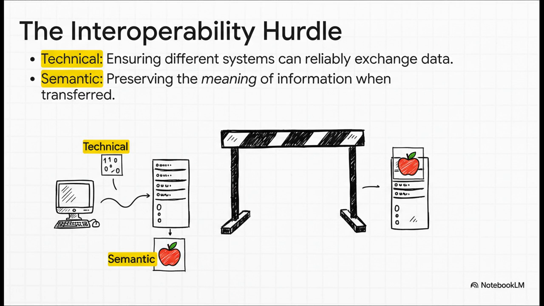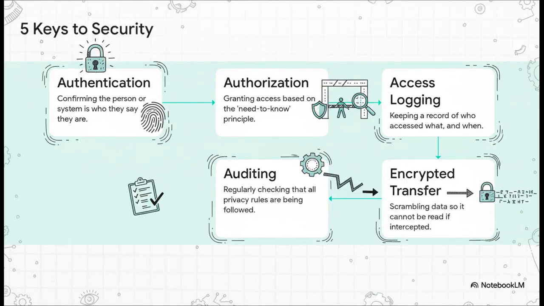The single biggest hurdle is something called interoperability, and it really comes in two flavors. You've got technical interoperability, which is just about getting different computer systems to physically talk to each other. But the much harder part is semantic interoperability, making sure that when data moves from one system to another, its meaning is perfectly preserved. You have to make sure the vital signal of your health isn't lost in the noise of translation. And because we're talking about our most sensitive personal data, trust is everything.